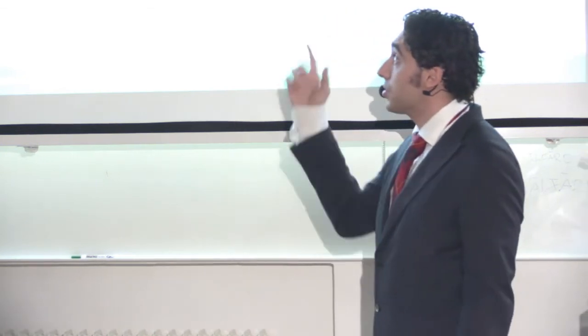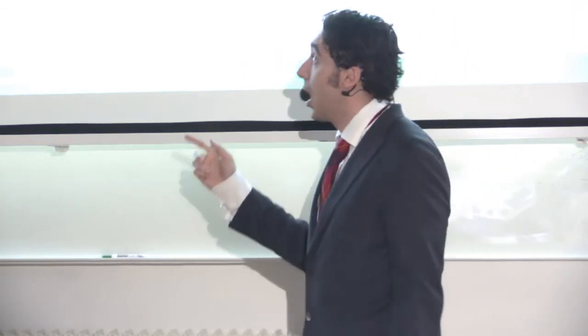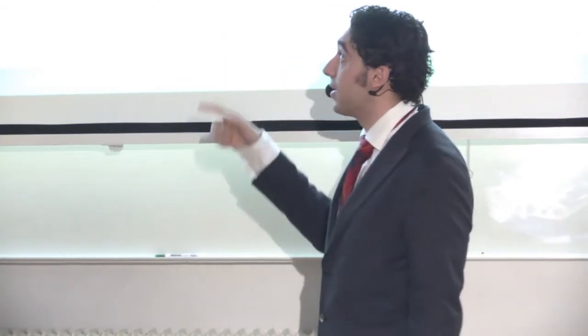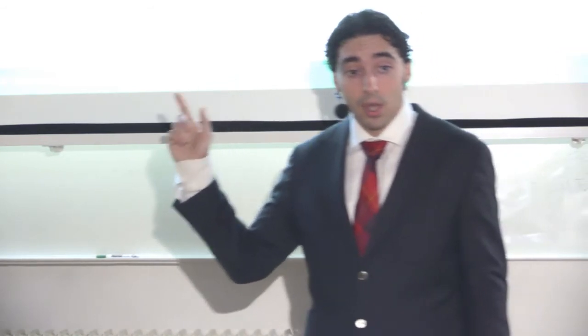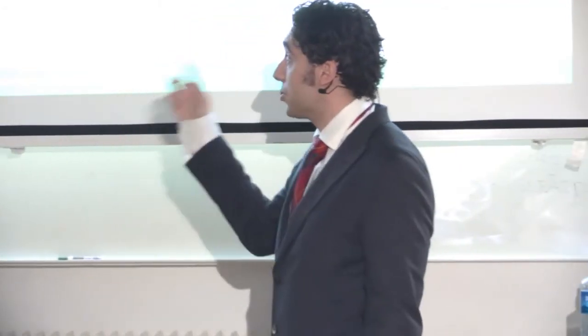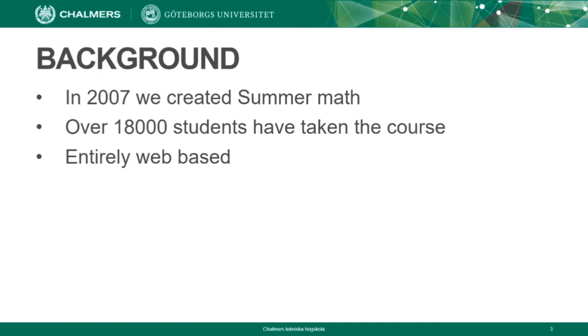So the summer math course started in 2007, and since we started, we have had 18,000 students taking the course. We had fewer students the first summers, and now we have around 3,000 students per year. The course is entirely web-based. You have the course material online, you have the support online, you have all the assessment online. And we have extensive course material that is written by our teachers. It exists both as a PDF, but also a printed copy can be sent to all the students who participate in the course.